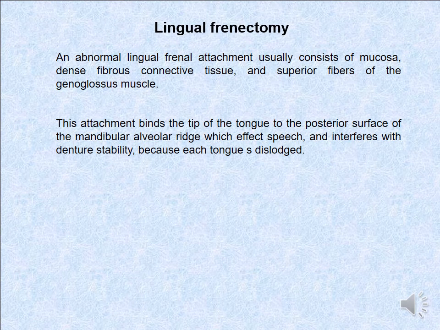In the mandible, we have another problem, the lingual frenectomy. The lingual frenum is an abnormal frenum attachment that usually consists of mucosa, dense fibrous connective tissue, and superior fibers of the genioglossus muscle. This attachment binds the tip of the tongue to the posterior surface of the mandibular alveolar ridge, which affects speech and interferes with denture stability, because tongue movement dislodges the denture. So there is difficulty in eating and difficulty in speech.